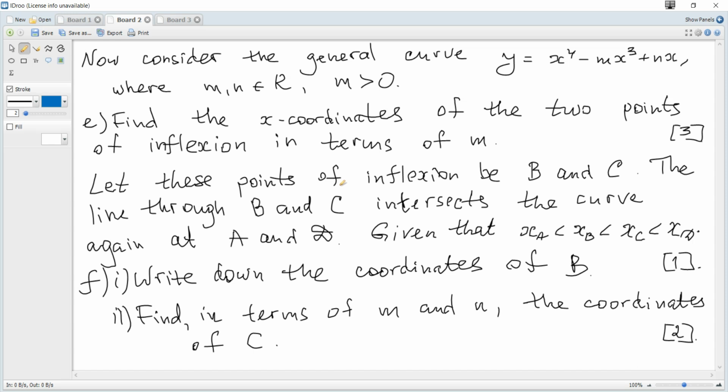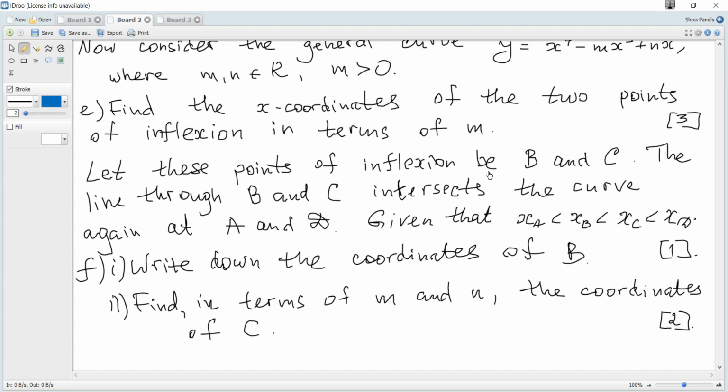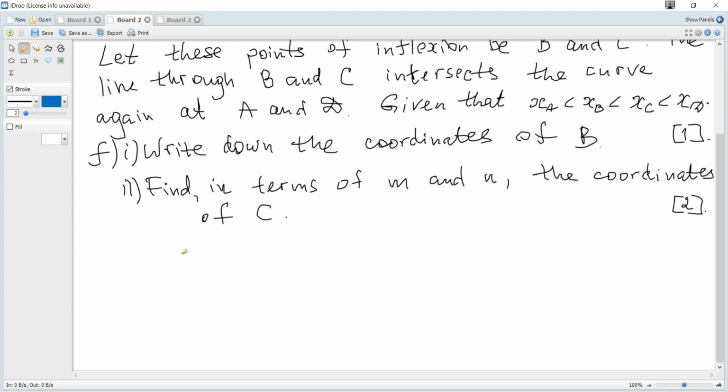Next, now consider the general curve y = x to the power 4 minus mx cubed plus nx, where m and n are real and m is positive. Find the x coordinates of the 2 points of inflection in terms of m. So we should do actually the same, the second derivative.